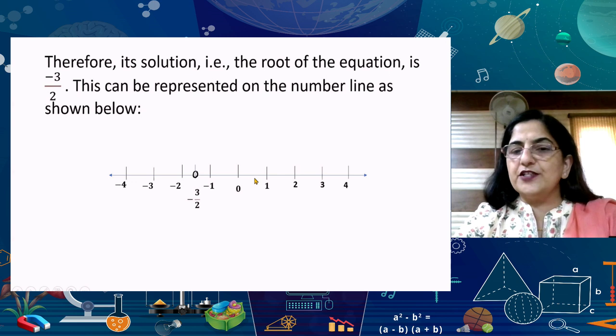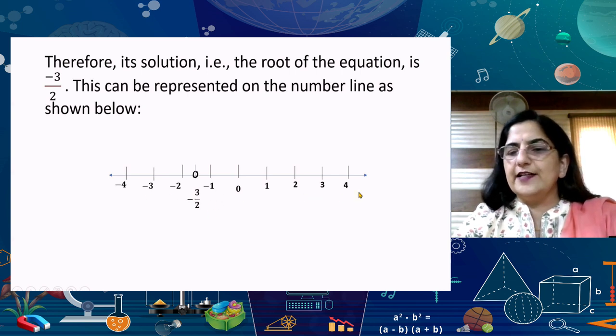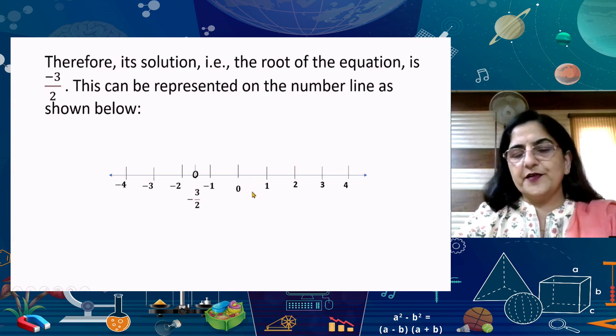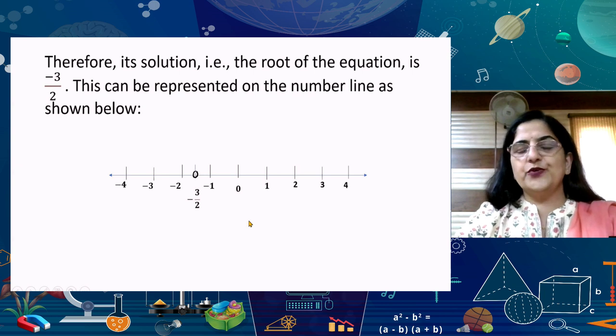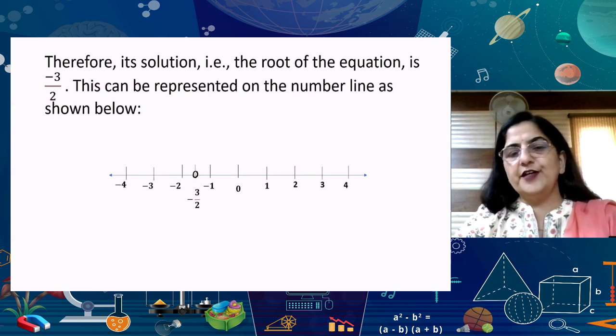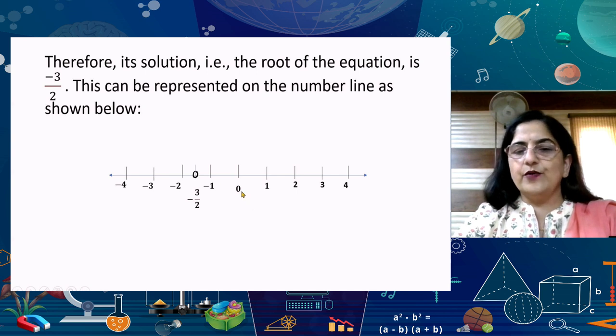But we cannot mention each and every point. It will be very difficult. So if we magnify only this area, then we can tell more numbers between 0 and 1, but it will not look very neat right now. So in order to show minus 3 by 2, we are showing only the integers and not each and every point. But it is not that the infinite points over here do not represent real numbers. To make it neat and convenient to understand, we are representing only the integers on this number line of real numbers.